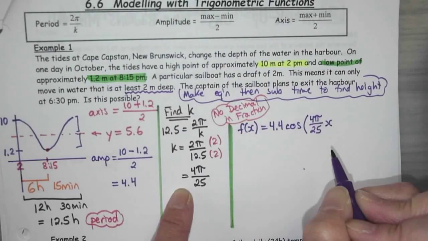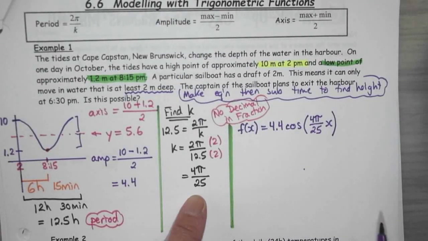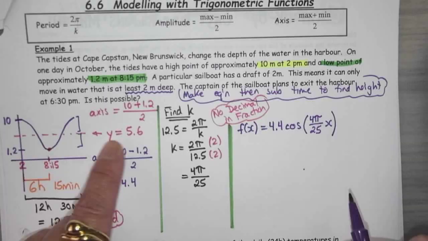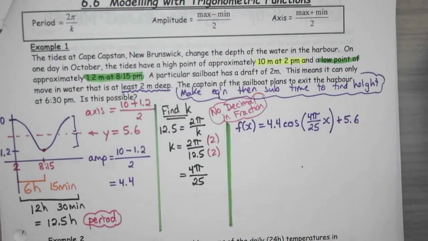x, and then close that up because you don't need a translation. And my shift up is plus 5.6. There you go.